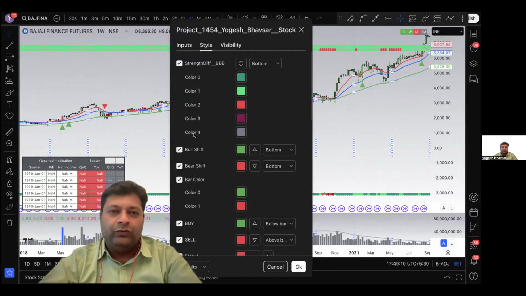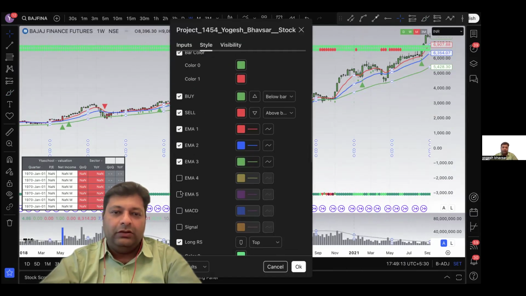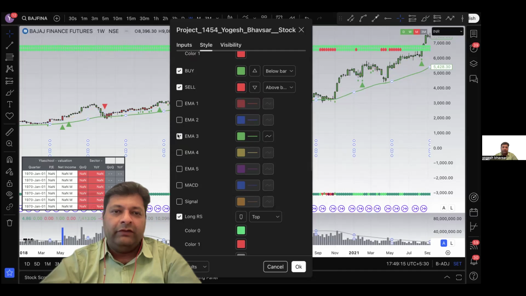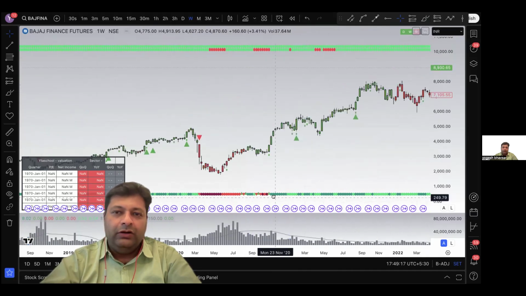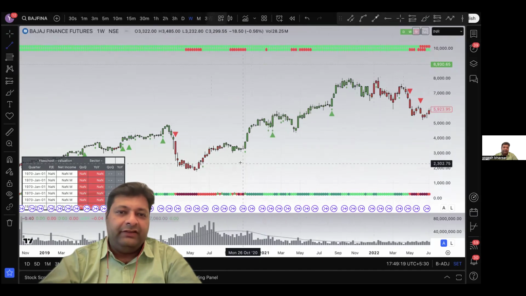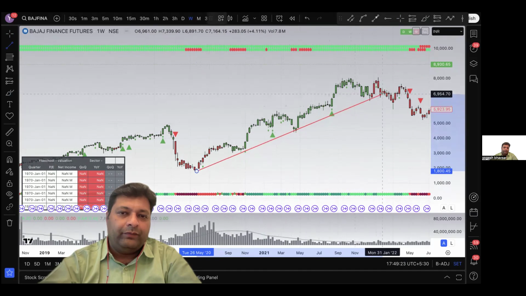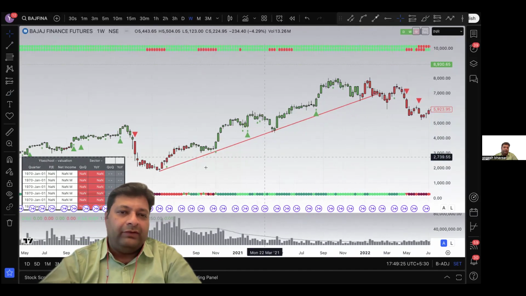Let me just remove the EMAs so that we can concentrate on trend lines. So now let us take this area. I'm just plotting one trend line. So what happens?